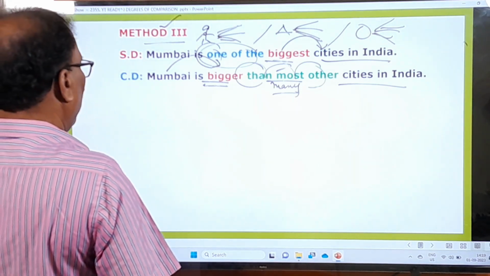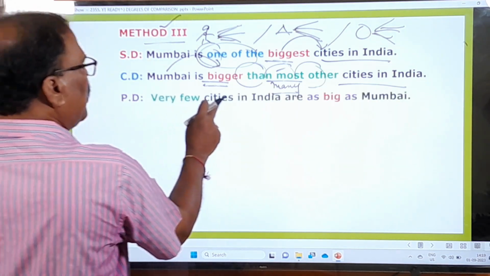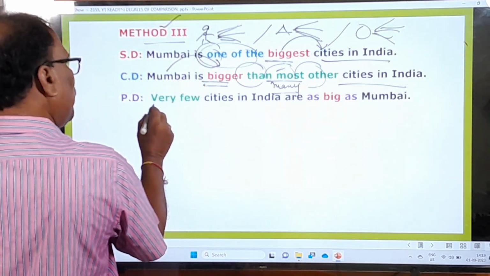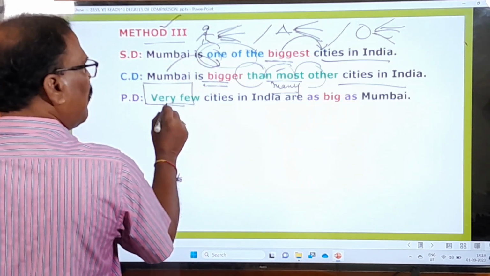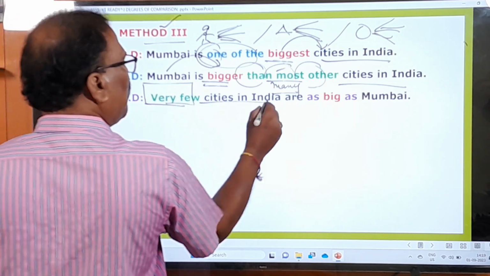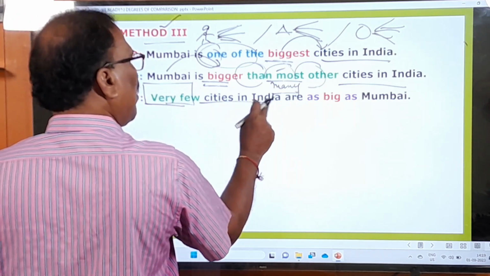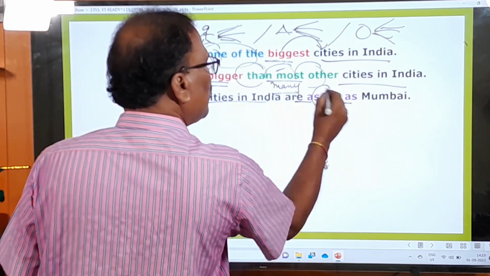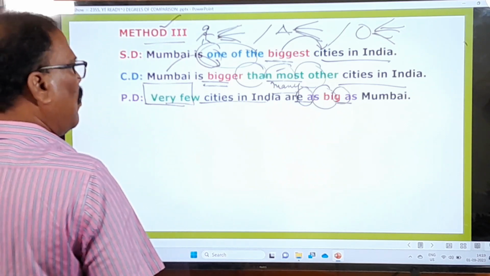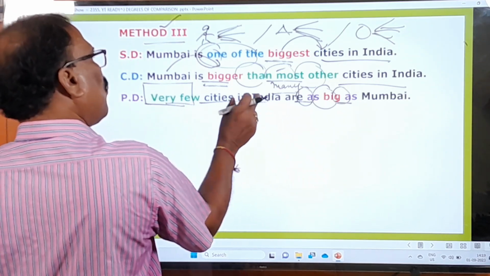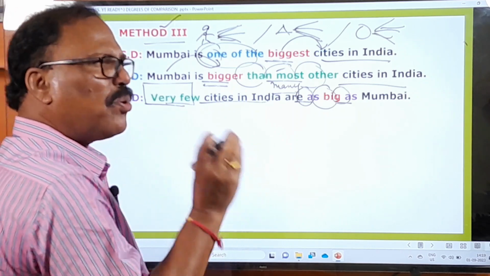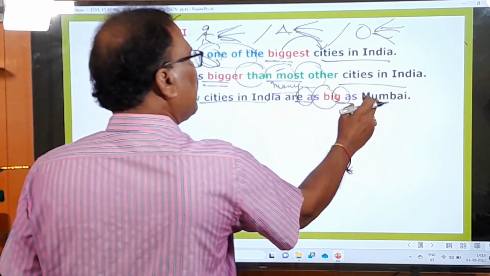Okay, right. Very few cities in India are as big as Mumbai. So here in this positive degree, we begin the sentence with very few. In the second method, no other. In the third method, very few. After that, the remaining part of the sentence: very few cities in India are as big as. Always, the positive degree adjective is placed between as. Okay, very few cities in India means ఇండియాలోని కొద్ది నగరాలు మాత్రమే. వెరీ ఫ్యూ సిటీస్ మీన్స్ కొద్ది నగరాలు మాత్రమే ముంబై అంతటి పెద్దవి.